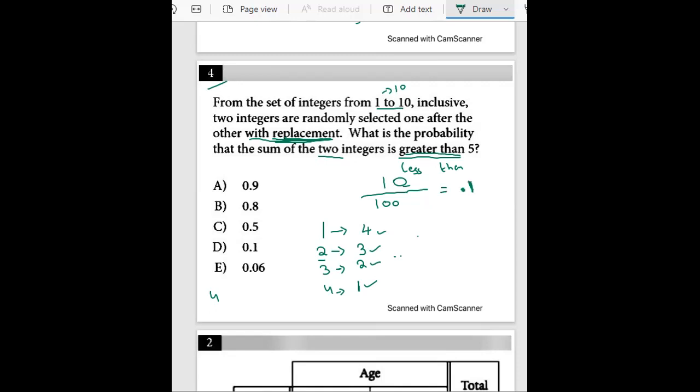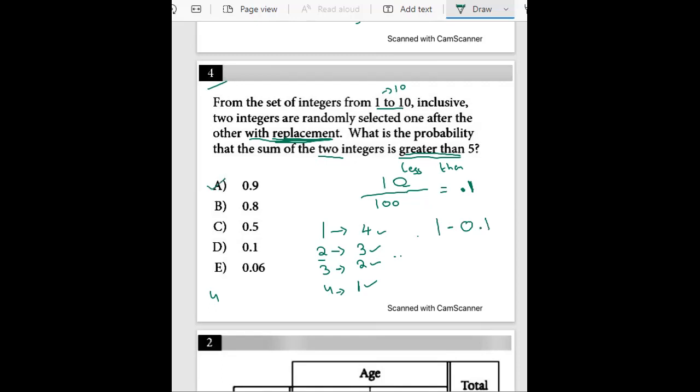So should I choose that option? No, 0.1 is not the answer. The question was, what is the probability that the sum of two integers is greater than 5? So for greater than 5, I will do 1 minus the probability of the sum of two integers being less than or equal to 5. So it would be 1 minus 0.1 and the answer would be A, right? A would be the answer.